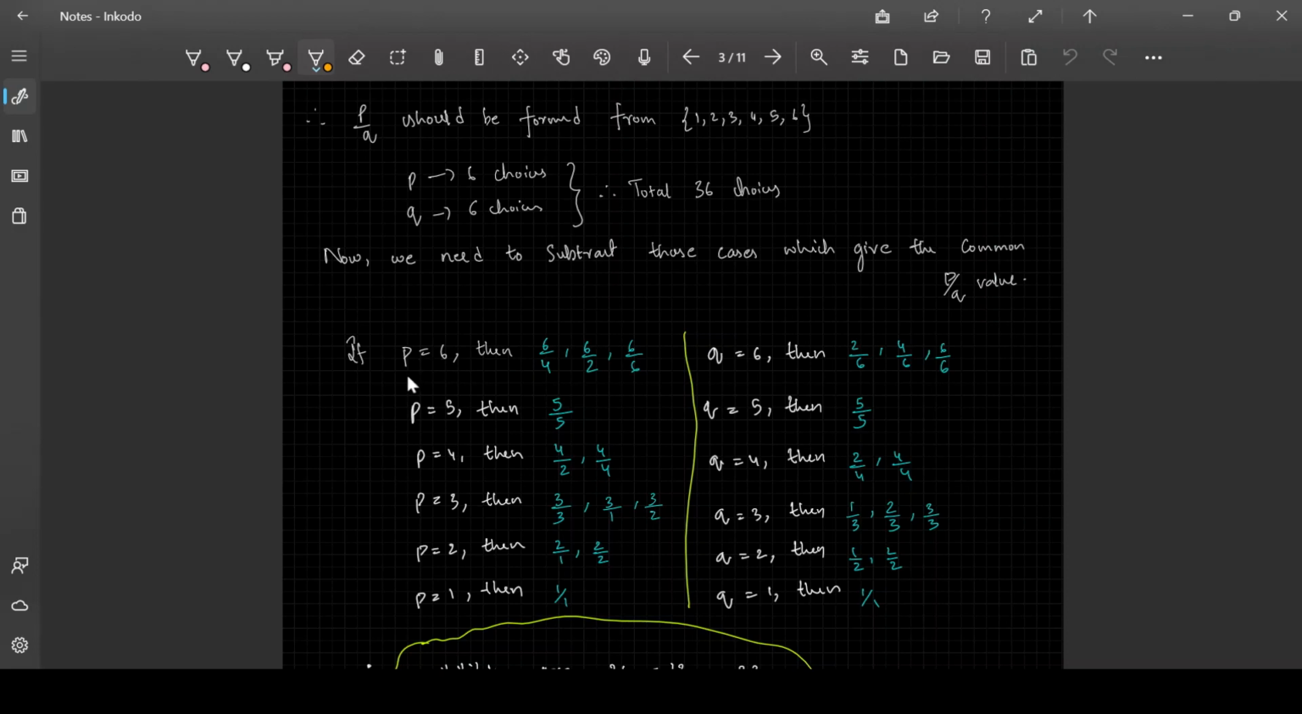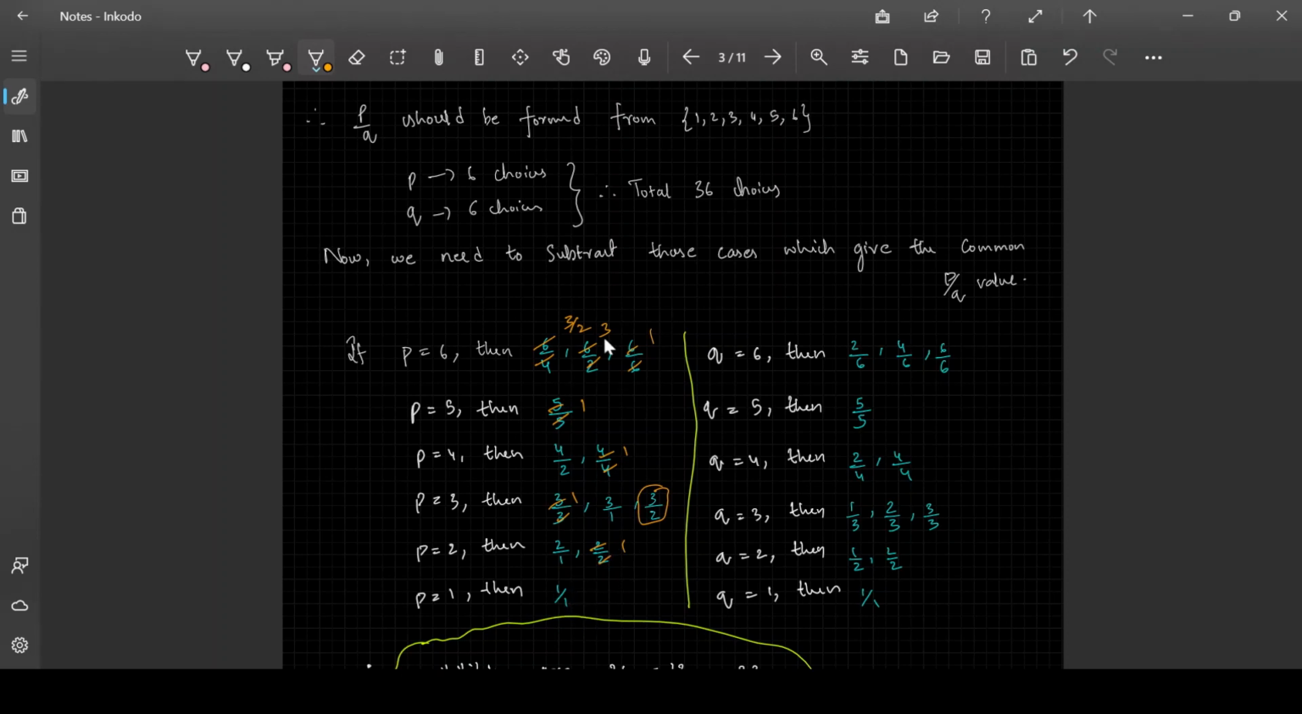So if p is equal to q, then 6 by 4, 6 by 2, 6 by 6. This simplifies, isn't it? 6 by 4 simplifies to 3 by 2. And when you have p equal to 3, you'll be facing this value 3 by 2, isn't it? So these are known as common terms. So 6 by 2, when you cancel, you get 3, and 6 by 6 gives 1. So you'll be getting 1 here, and so on. So totally we have 1 2 3 4 5 6.